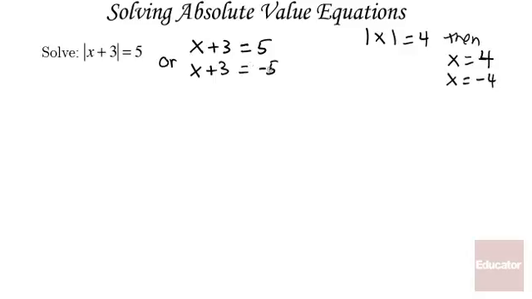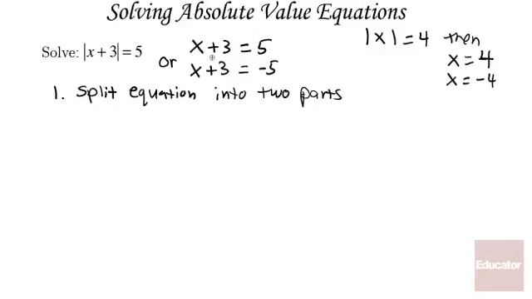So the way I'm going to approach absolute value equations is, one, split the equation into two parts. The first part is going to have this expression equaling the positive number. The second part is going to have the expression equaling the negative number. Then solve both equations.